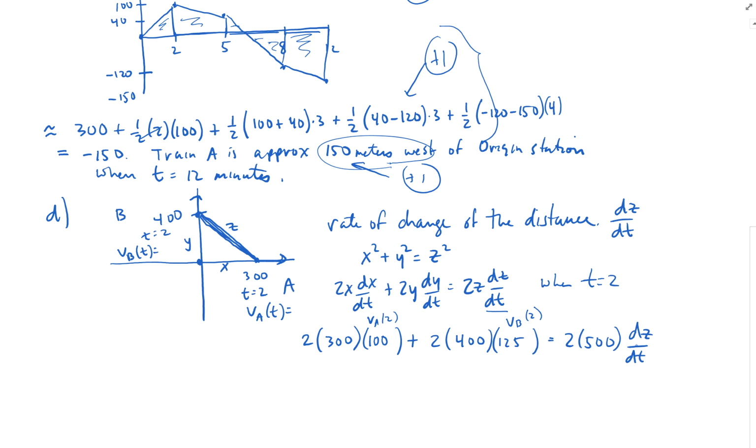And now I solve for dz dt. So I'm going to go ahead and divide both sides to make it easier. And if I multiply these out and divide by 500, you get dz dt is equal to 160 meters per minute. Okay, there you go on that one.